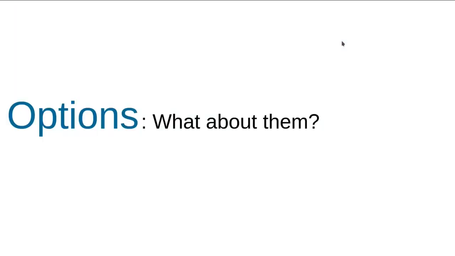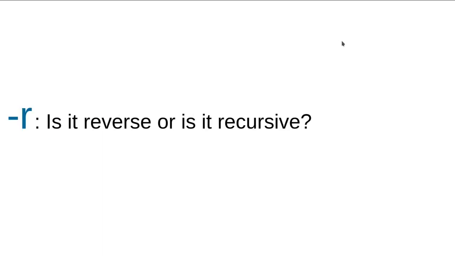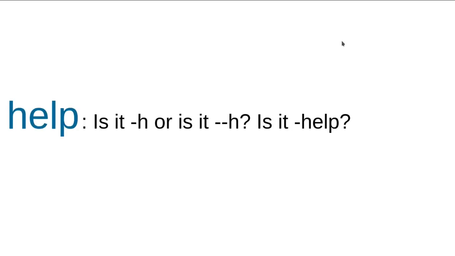Options? What about them? I want to give examples of some very commonly used options of the command line. -v, is it verbose or is it version? If I type -v with Python or tar, what would be the possible output? What about -r? Is it reverse or is it recursive? And what about hyphen or double hyphen? Okay, for help, is it -h or is it --help?